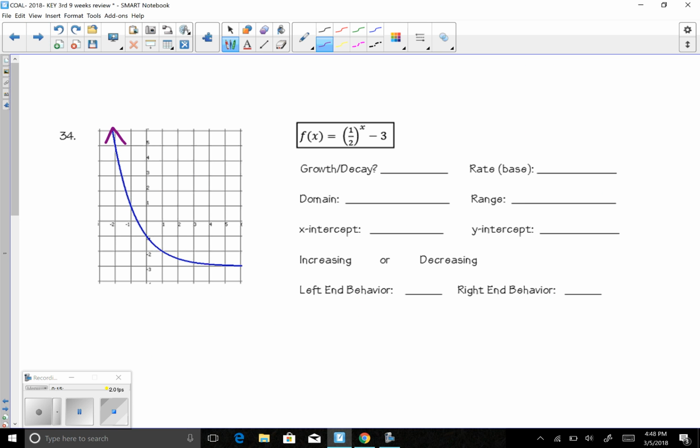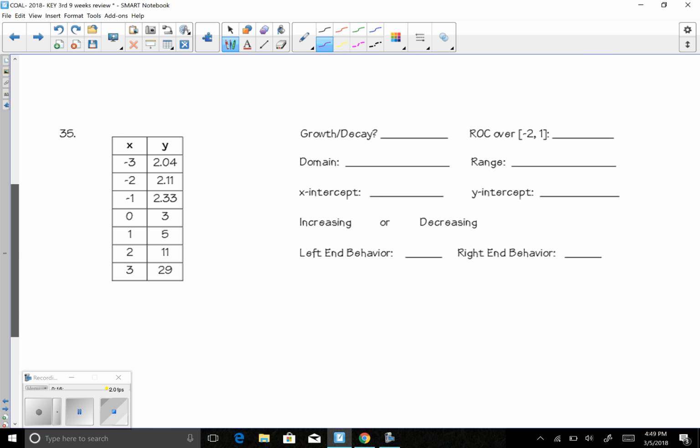34. Assume they have arrows. There's my y-intercept. Is this growth or decay? Hopefully you see it's decay. The rate, there's no interval here, because if you're trying to find the rate when there's no interval, you use the base. Okay, and I'm not going to fill the rest in. I think you can do that. 35 we will talk about though.